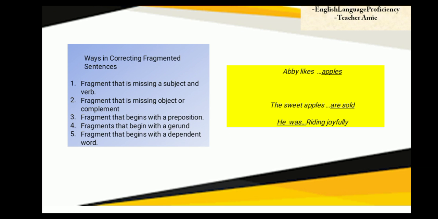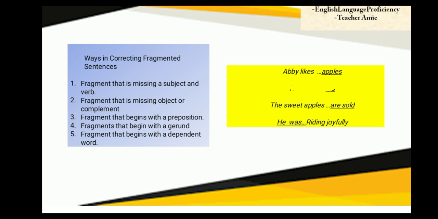Now, let's study how do we correct fragmented sentences. So first, we have fragment that is missing a subject and a verb. So what you're going to do is just to identify what is missing in the sentence and you're going to supply it. For example, missing ang kanyang subject, missing ang kanyang verb, then you're just going to supply it. And fragment that is missing object or complement, fragment that begins with preposition. So you restructure the sentence in such a way that it is complete. Fragments that begins with gerund, fragments that begin with dependent words.